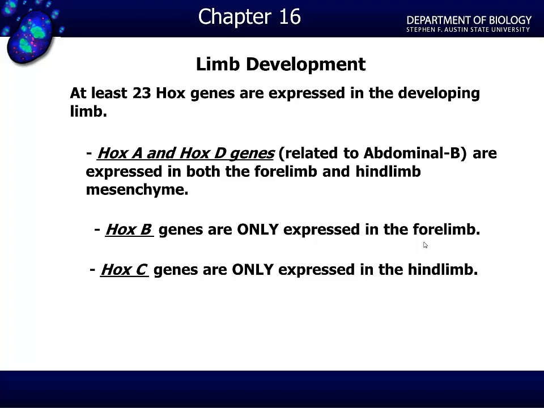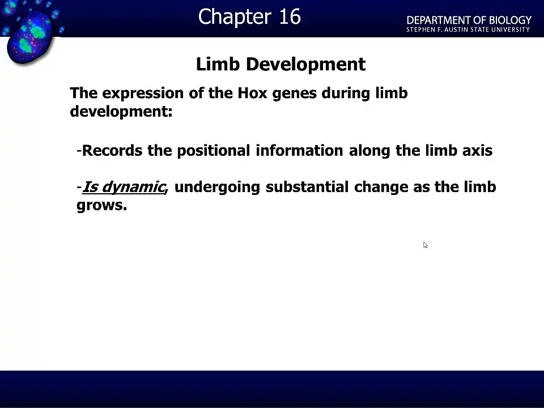Hox B, you only see that cluster expressed in the forelimb, and Hox C only expressed in the hind limb. Okay, again, we've got some conservation going on with A and D, but we have some specificity with B and with C. So as we continue to look, as the limb is growing, especially with the progress zone, we're going to see that the Hox genes really are going to be a record of that positional information.